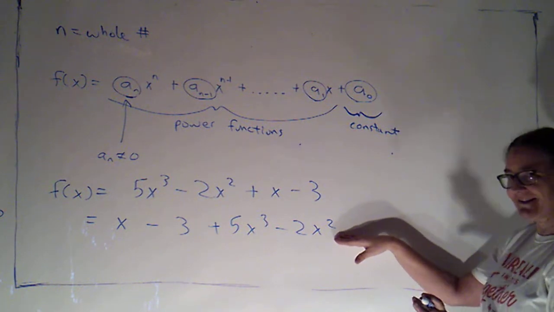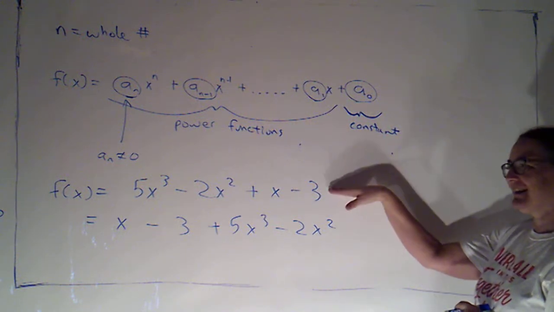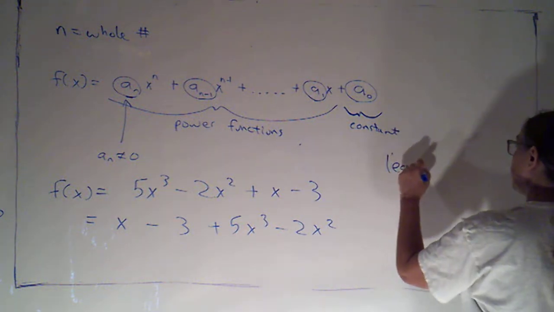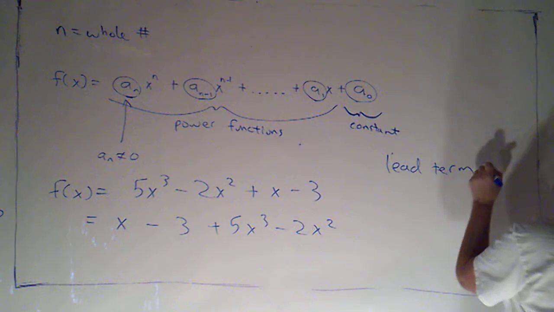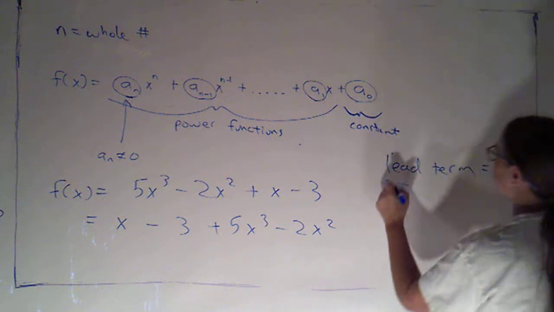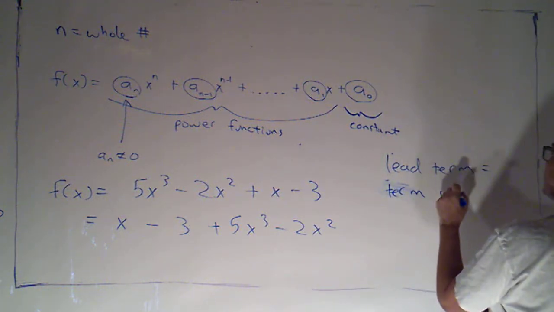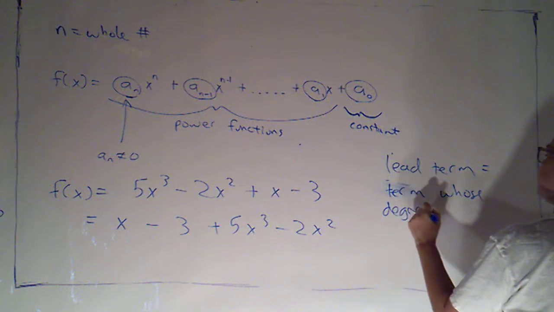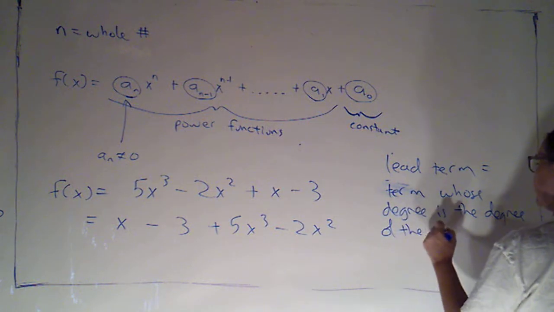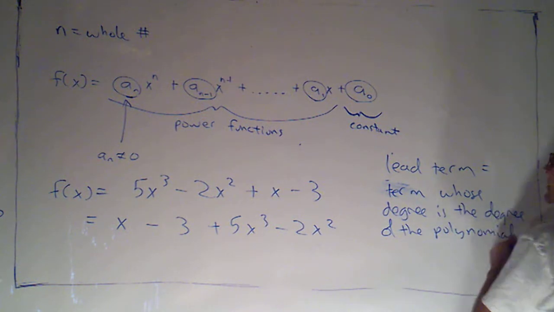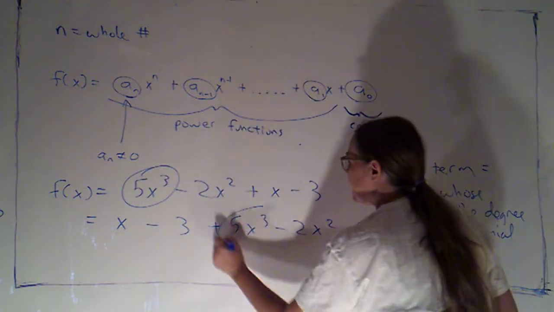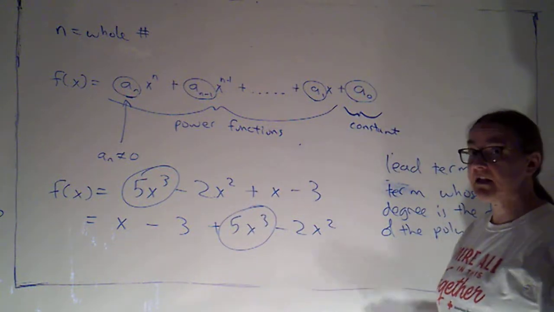Okay. So it's not necessary, but it will often be helpful to write things in descending order. We define the lead term of a polynomial to be, let's say it this way, the term whose degree is the degree of the polynomial. So it's going to be the term with the biggest power of x. So it's 5x cubed. We call that the lead term.